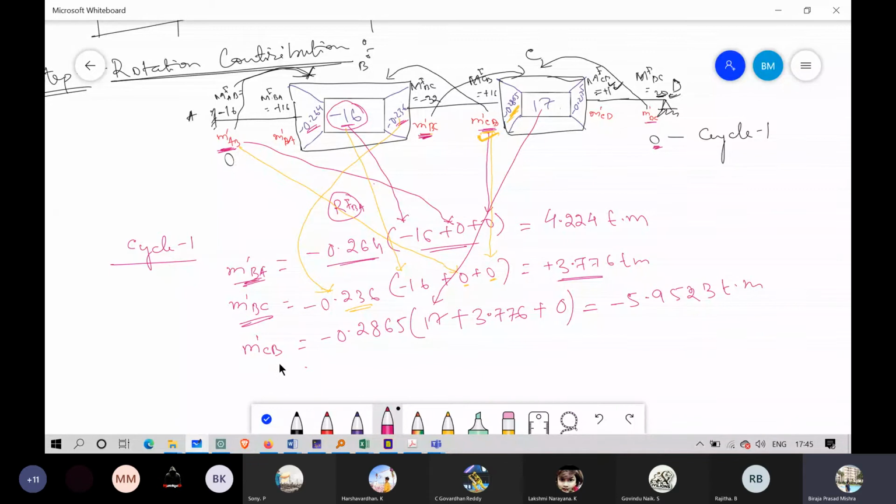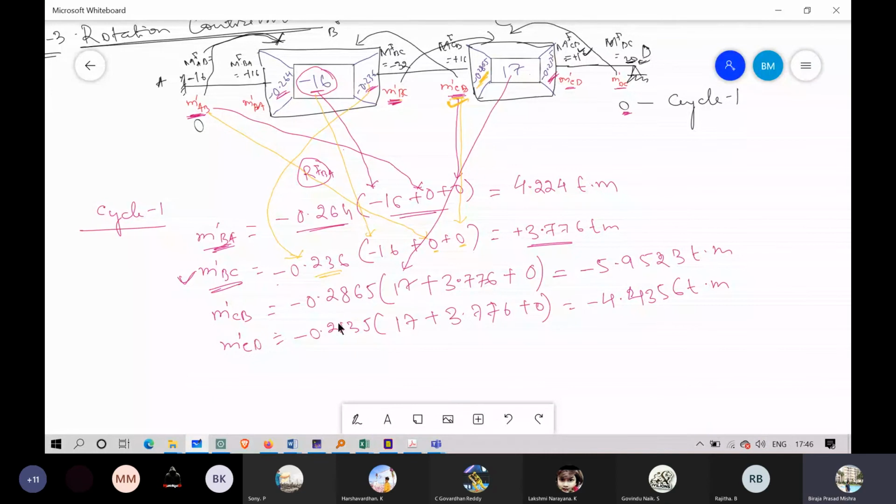So next one is M bar CD. Similar to this step, we will only replace this one. So it will be minus 0.2135 into 17 plus 3.776 plus 0. This is coming as minus 4.4356 ton meter.